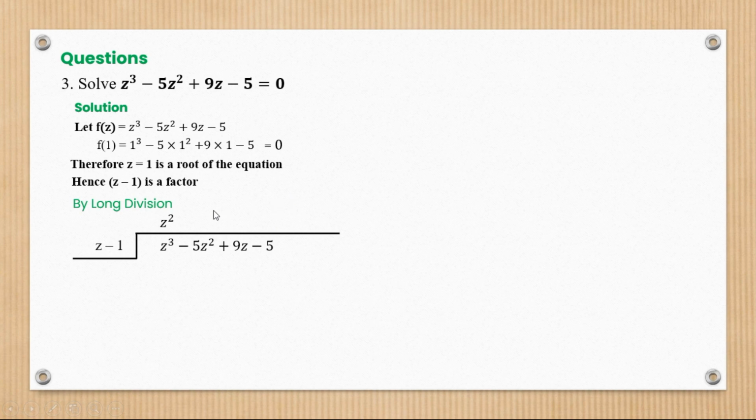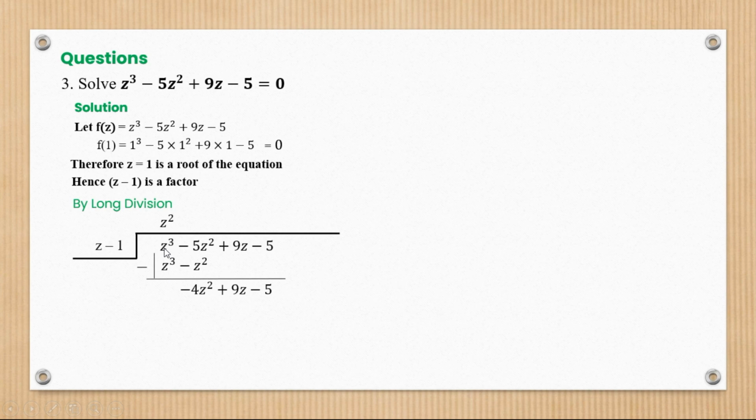Then z squared times z minus 1, we end up having z cubed minus z squared. So when we subtract those two values, we get this. So when you have negative 5z squared minus negative z squared, remember that a minus and a minus become a plus, so we end up having negative 5z squared plus z squared. Of course that will become negative 4z squared.